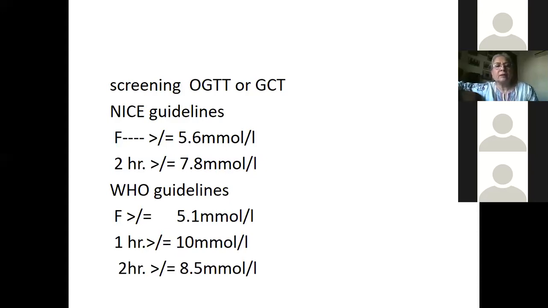Right? So what are the NICE guidelines? NICE says कि अगर fasting blood glucose level more than 5.6 millimoles हो या 2 hours का आपका 7.8 से ज्यादा हो, person is diagnosed as a GDM. WHO 5.1, 1 hour का 10 और 2 hours का 8.5 कहता है. So आपको इस हिसाब से उसकी रिपोर्ट को देखकर उसको एडजस्ट करना.